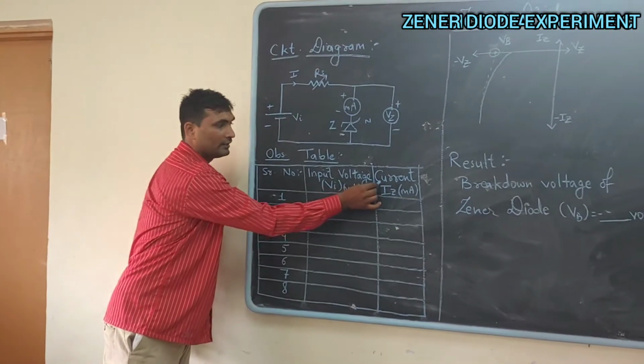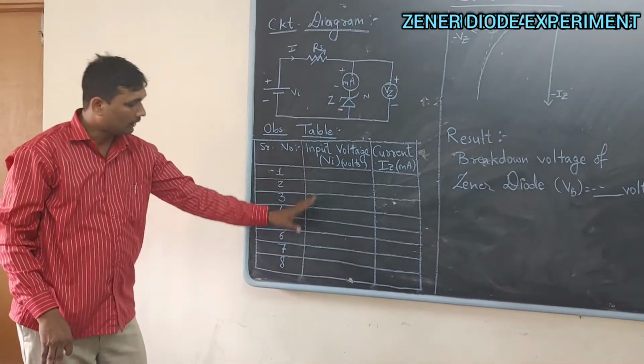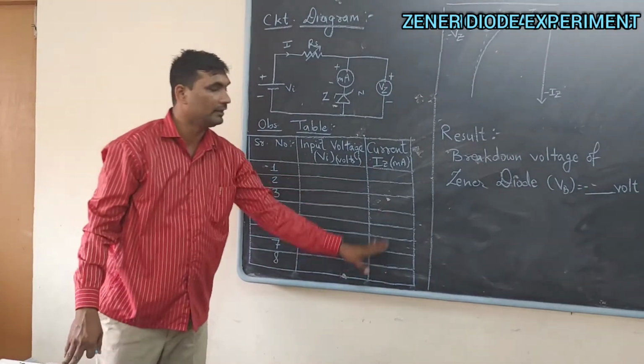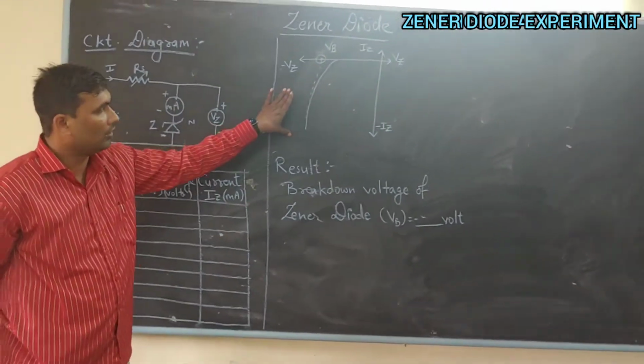Coming to the observation table, we have two columns only: one is the input voltage and the other is the current. So we will set the voltage, and according to the voltage, we will check the current value and write it down. After this, we will go with the graph.